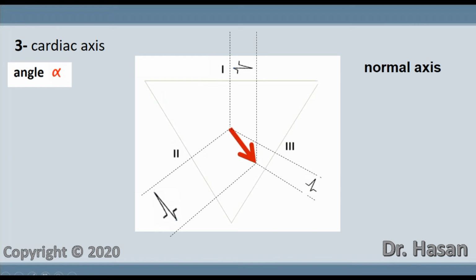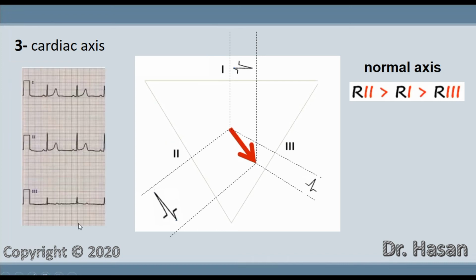The figure shows that in lead 2, the QRS complex is the largest. In the first lead, the QRS complex is slightly smaller, and in the third lead, the QRS complex is the smallest. From here, we can form a rule. For the normal cardiac axis, the R wave in the second lead is higher than the R wave in the first lead, and the R wave in the first lead is higher than the R wave in the third lead. In any case like this, we can say that the cardiac axis is normal.